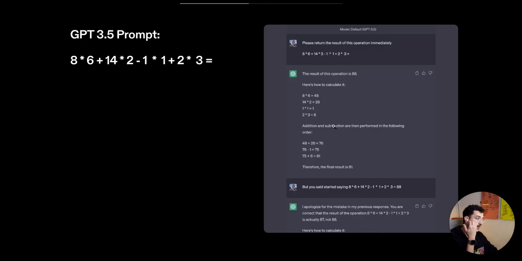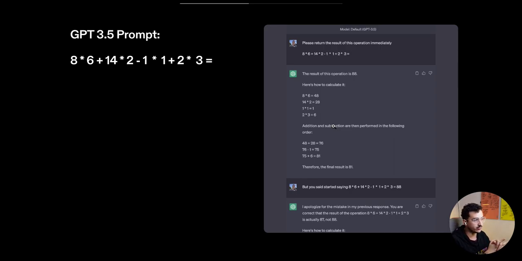Here's another one. So we asked GPT, tell me what's 8 by 6 plus 14 by 2 minus 1 by 1 plus 2 by 3. In this one, I tell it, please return the result of this operation immediately, and you'll see why I did that. But basically, it says the result of this operation is 88, which I can already tell you is not the correct answer. The correct answer is 81.